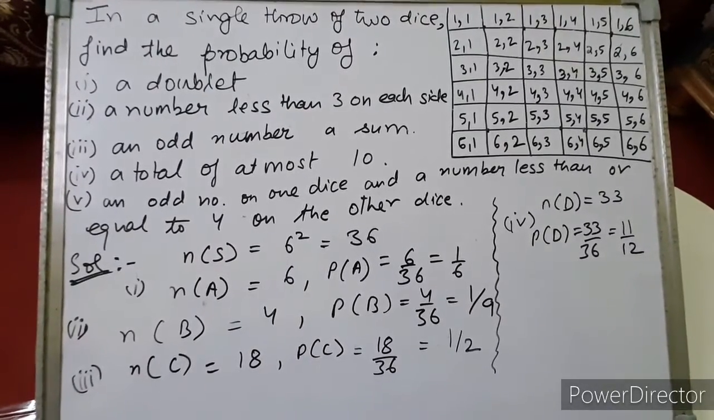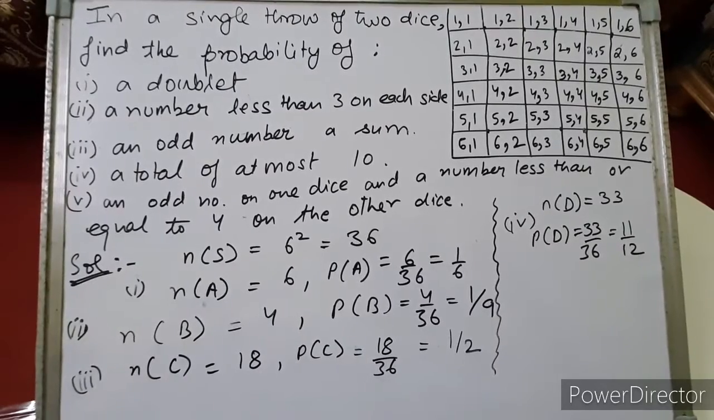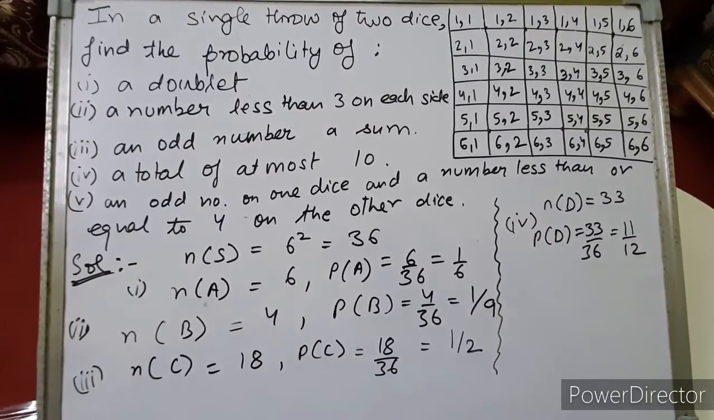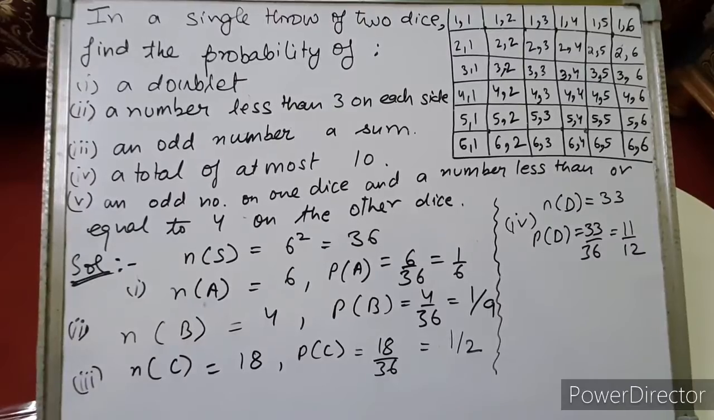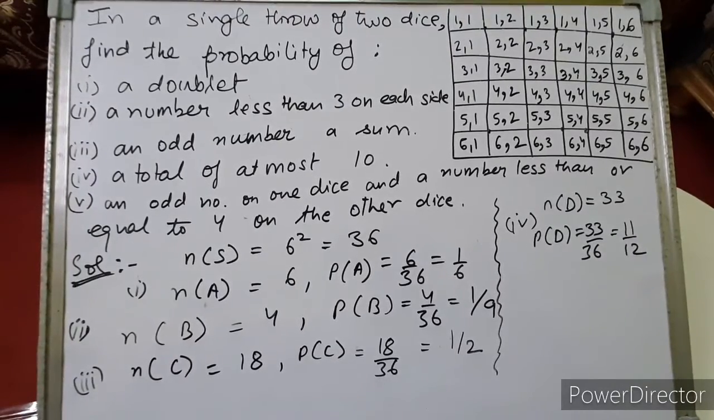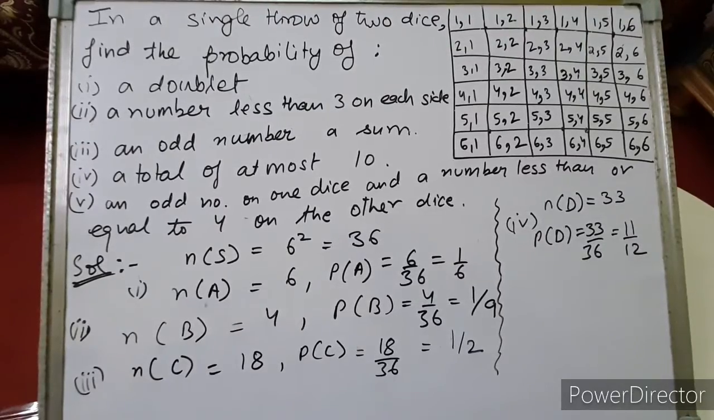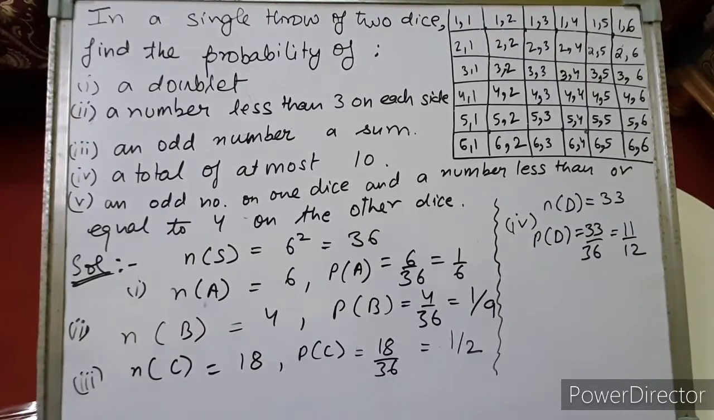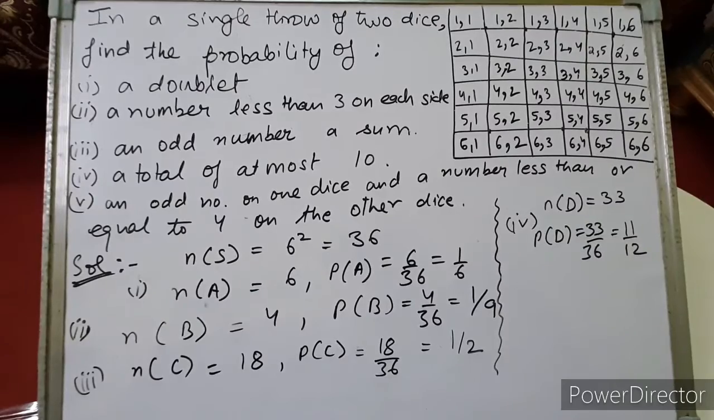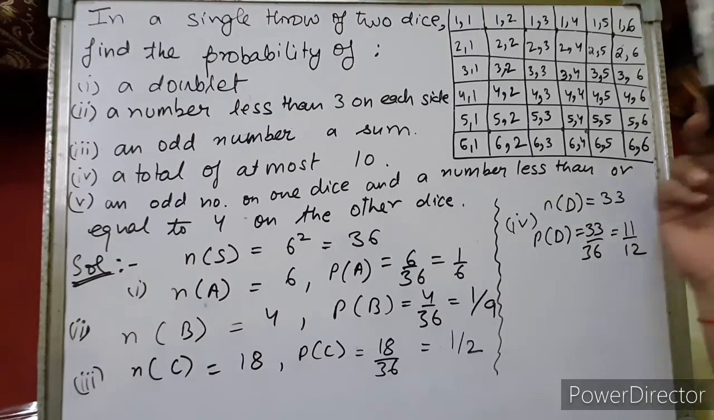Let's see another sum, children. Now this sum is based on dice. It is given that in a single throw of 2 dice, find the probability of the following. The conditions are given, and we have to calculate the probability. First let's discuss the sample space when we throw 2 dice together. If we throw 1 dice, only 6 events will occur because the dice has 6 faces: 1, 2, 3, 4, 5, 6 printed on the faces. But if we throw 2 dice, let's see the sample space.